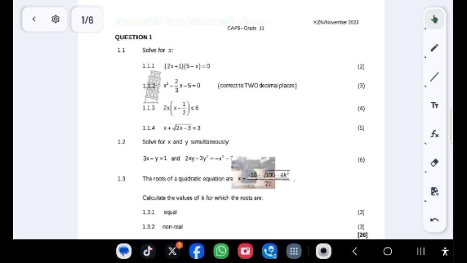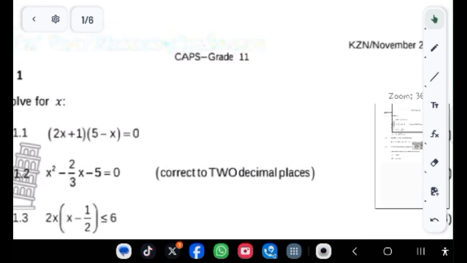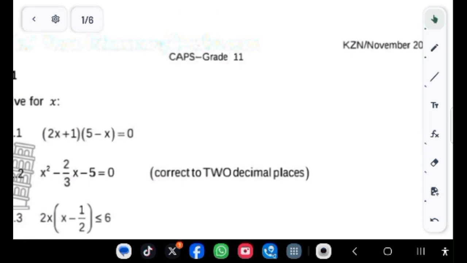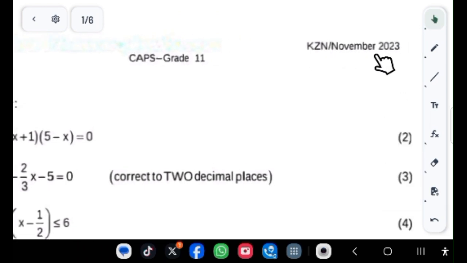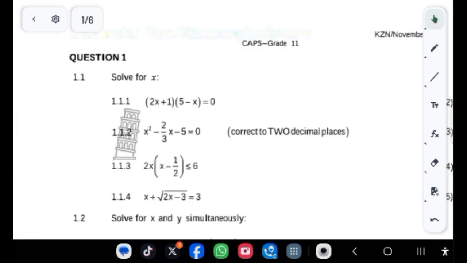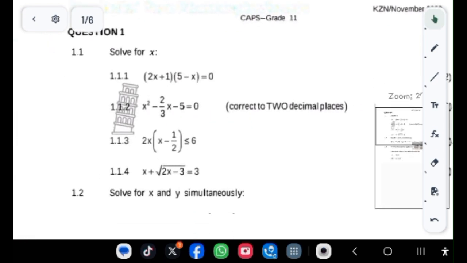And in this video, we're going to focus on Mathematics Grade 11, Equations and Inequalities. And this is video 4 of a 4-part video series. And this question comes from the November 2023 KZN, which is KwaZulu-Natal, and from the Department of Basic Education.